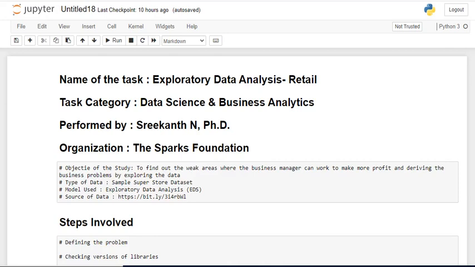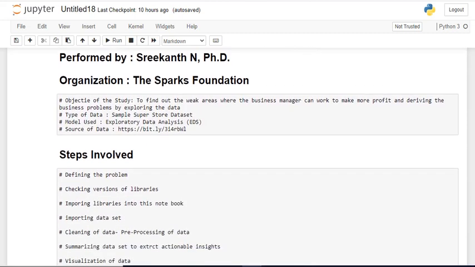The objective of this study is to find out the weak areas where the business manager can work to make more profit and deliver solutions to business problems by exploring this data. The type of data is the sample superstore data set, which has been provided by the Sparks Foundation, and the model used to explore the data is exploratory data analysis. The source of the data, the URL, is provided here.